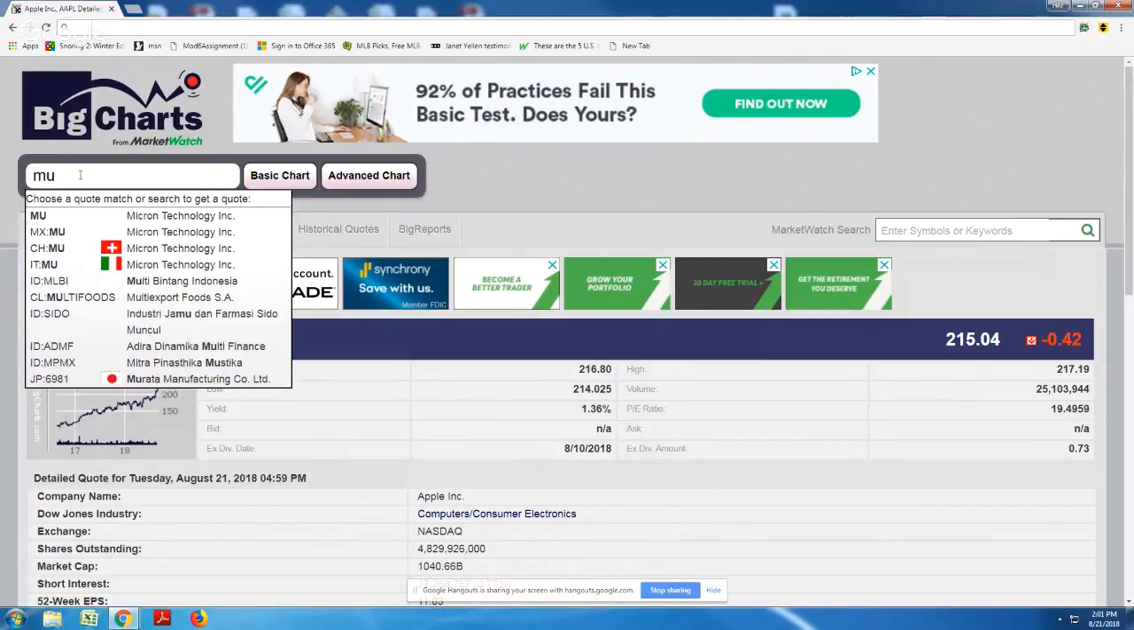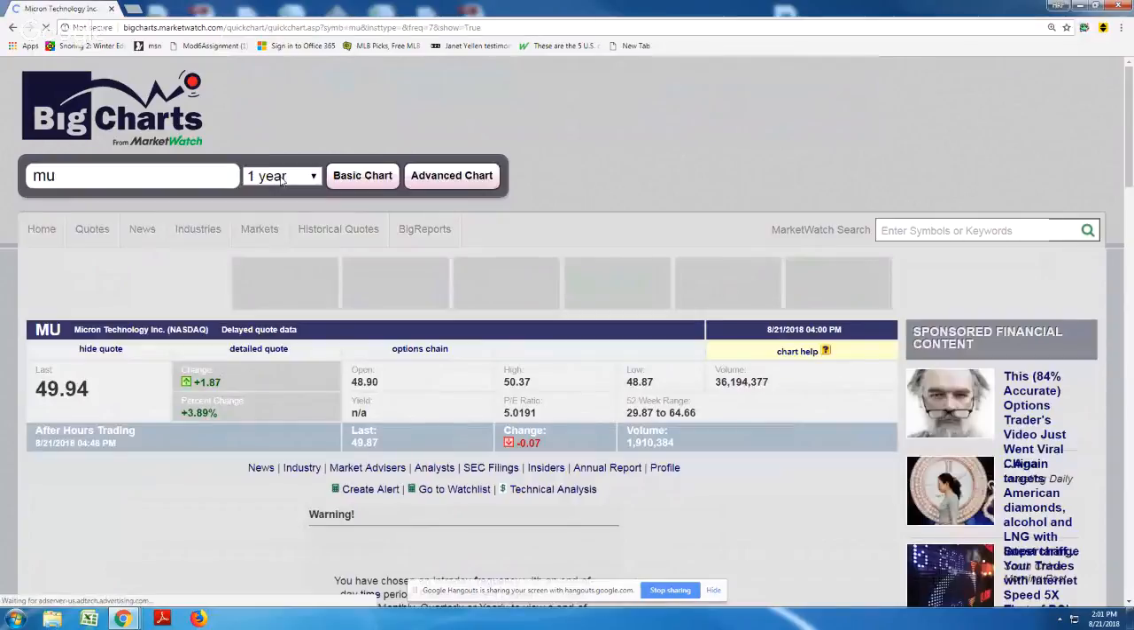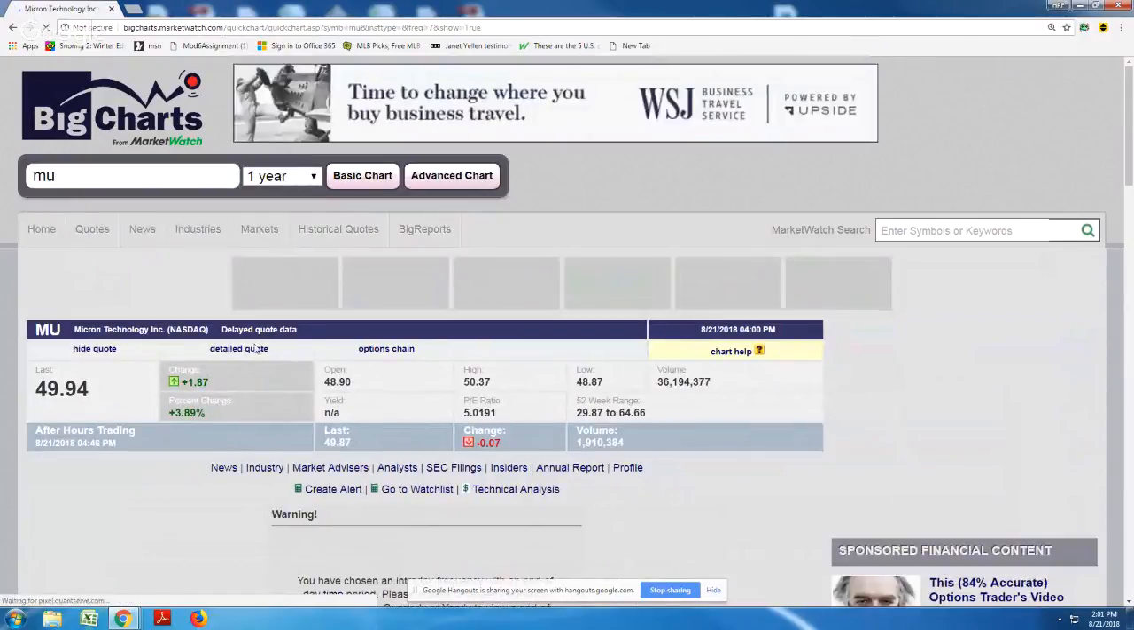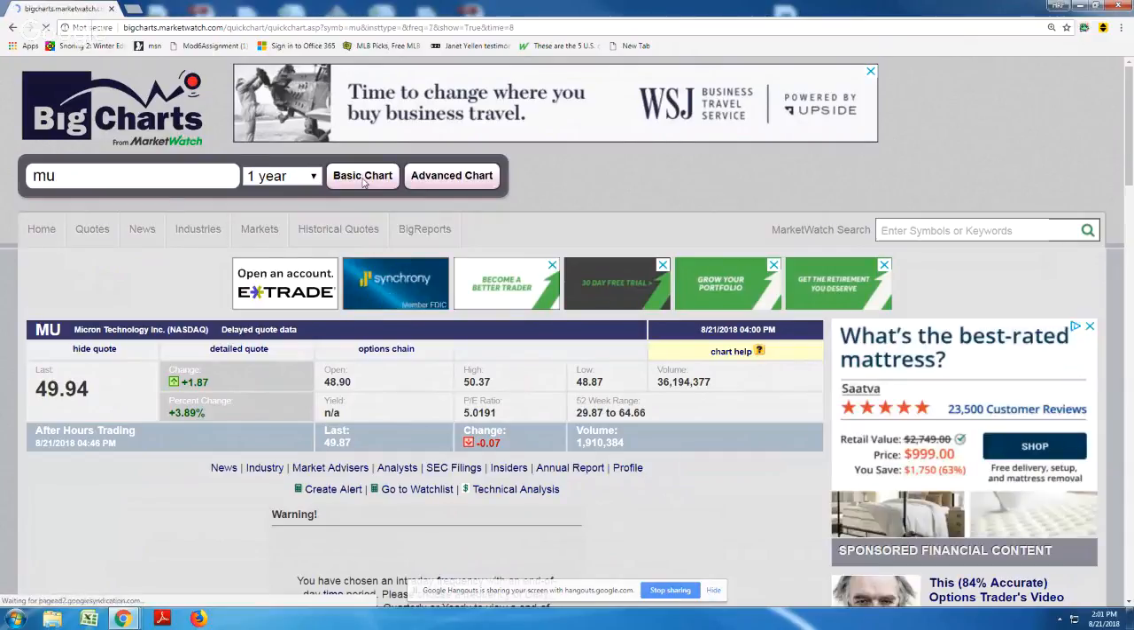MU, Micron Technology, another big mover from 29 and change in the 52-week low up to as high as 64 and then back down a bit. Let's take a look at that one. Had a good day. And again, technology sector, semiconductor sectors all did pretty good today.